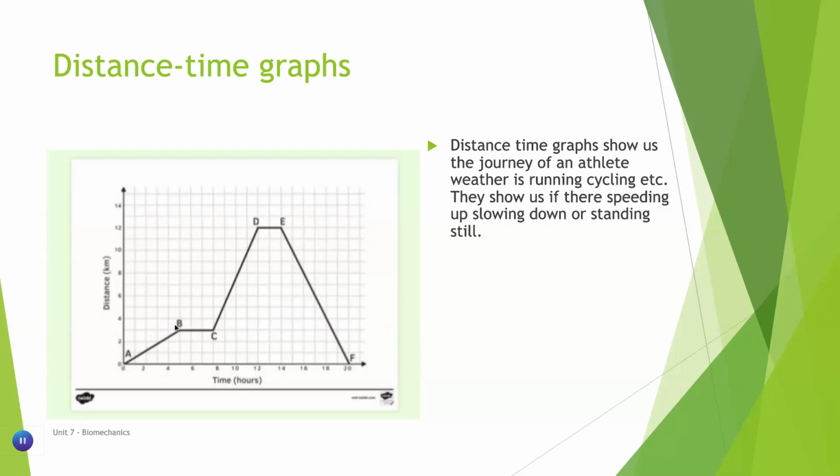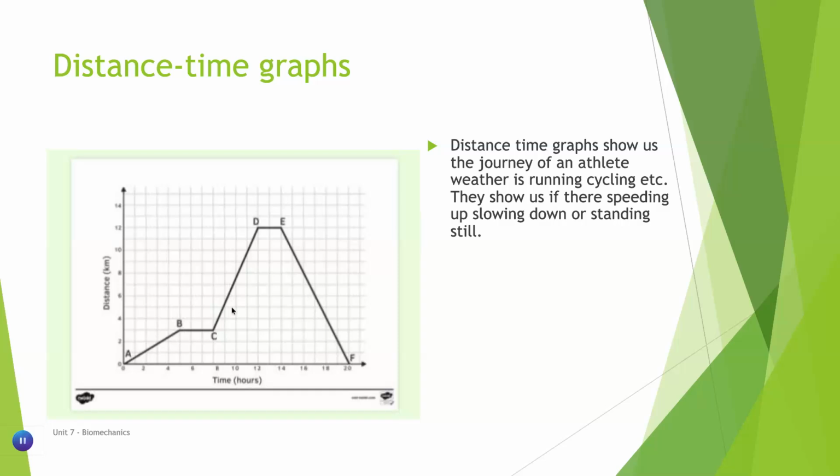However, from B to C, you can see that the athlete is stationary as it doesn't change from hour 5 to hour 8. So for 3 hours they didn't move. Then from C to D, the athlete has a massive acceleration.